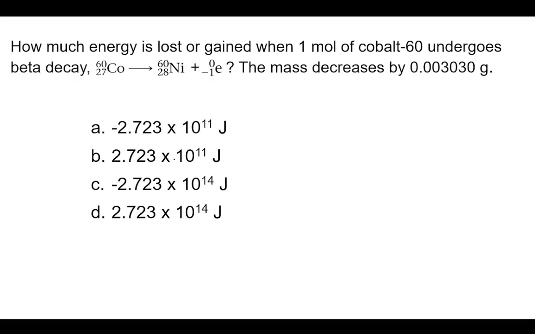Let's try a similar problem. We'll use E equals mc squared here to calculate the energy involved when cobalt-60 undergoes beta decay. Take a moment, pause the video here, and try this yourself before I solve it.